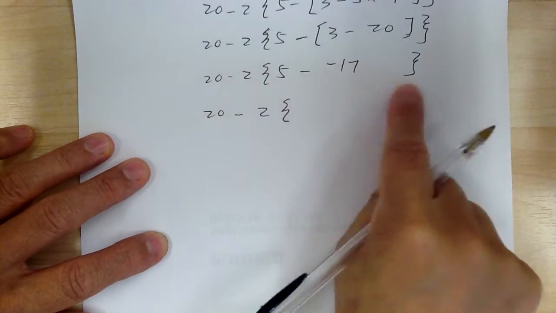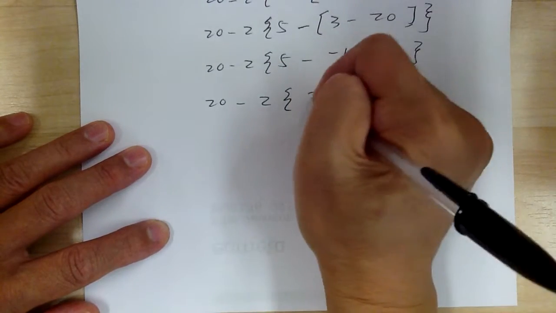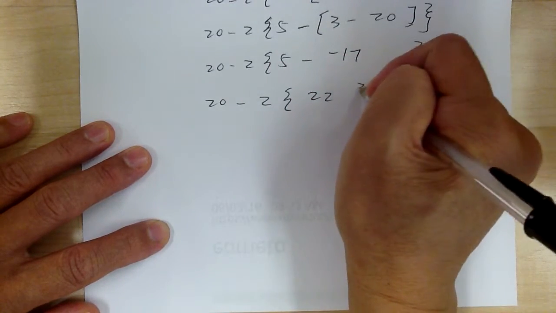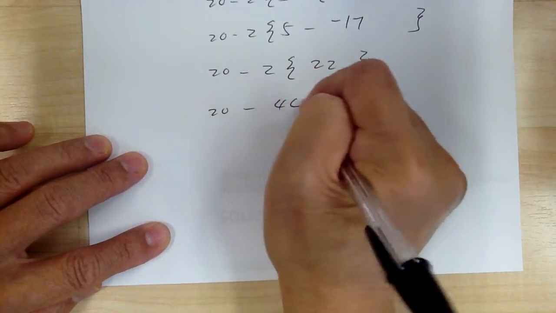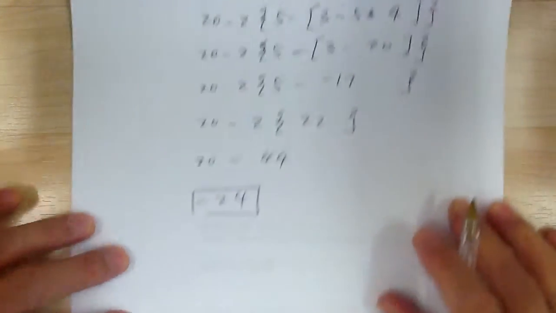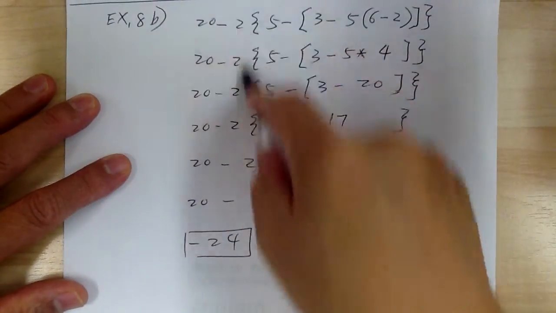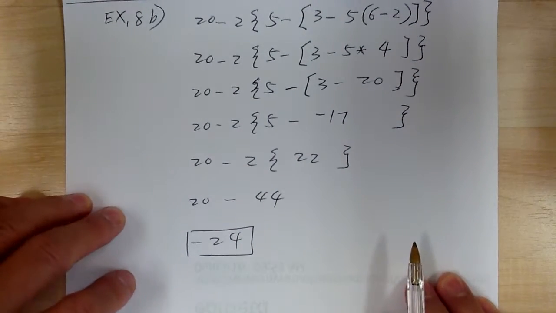So there's more stuff, so let's do one additional step. So 5 minus negative 17 is 22. Okay, so let's do that. And then you can multiply out up to that, so minus 44. And so negative 24, and that's your answer. Again, notice what I'm doing. Not doing everything at once. It helps you to avoid a lot of mistakes.